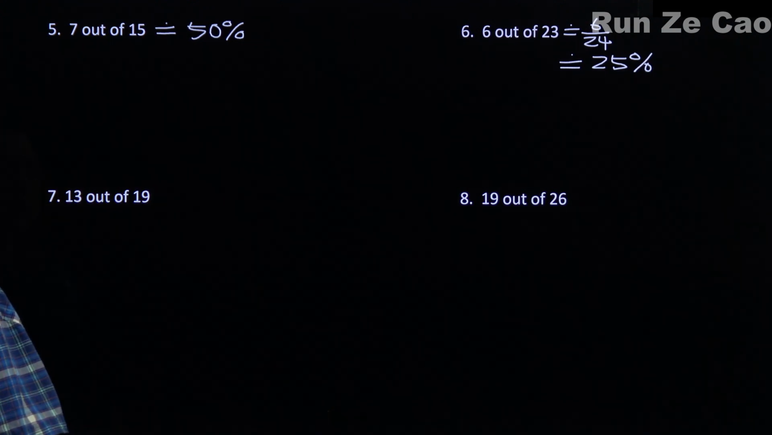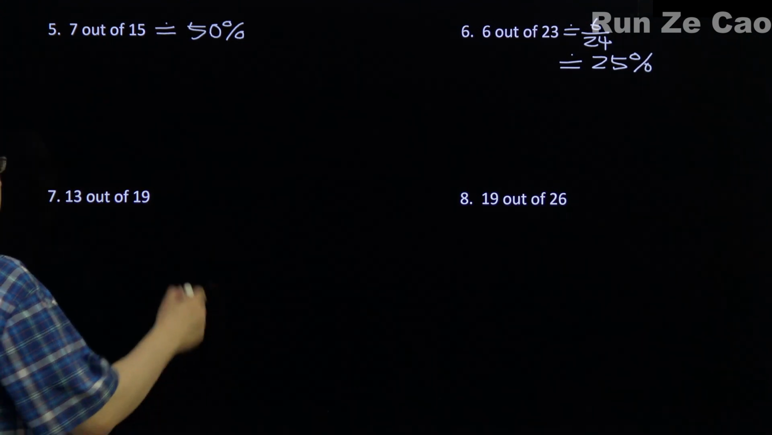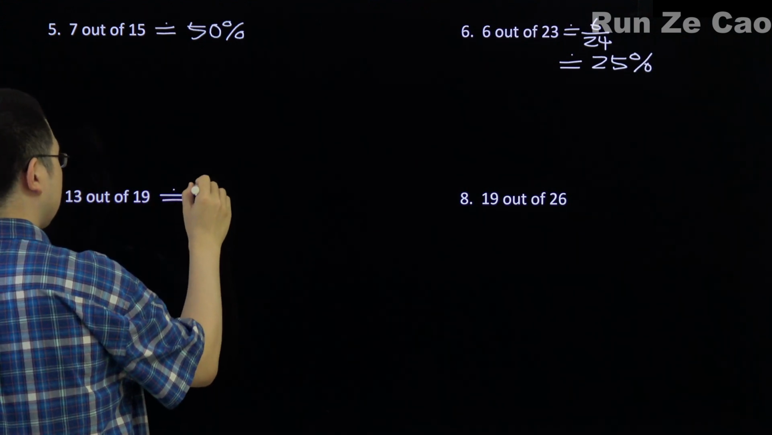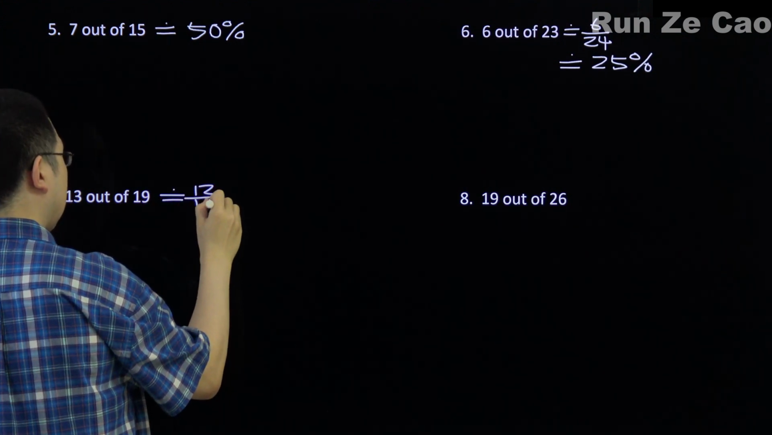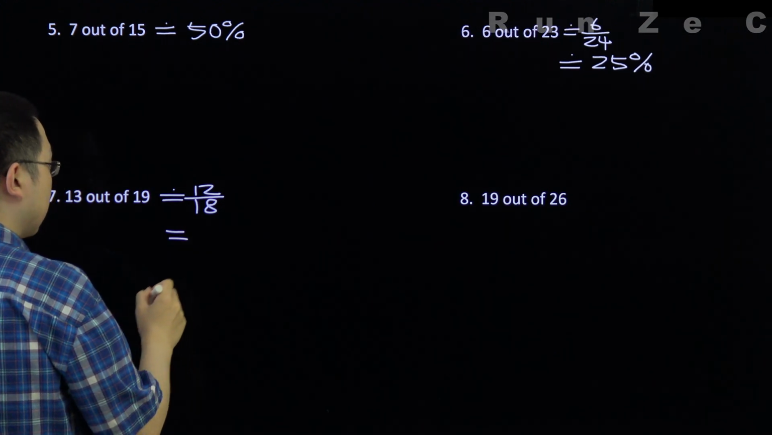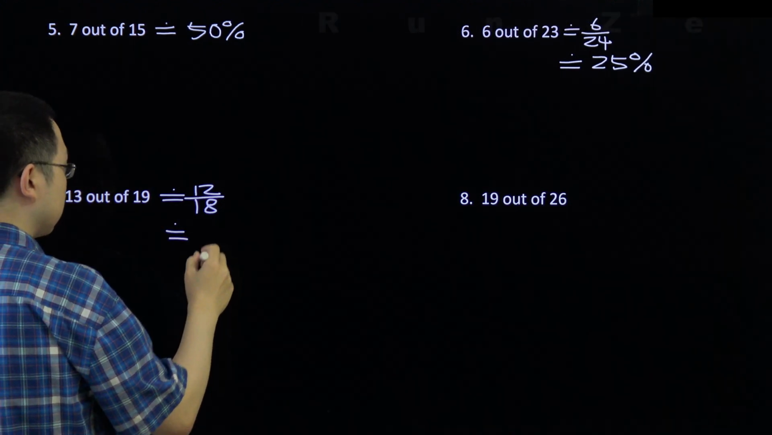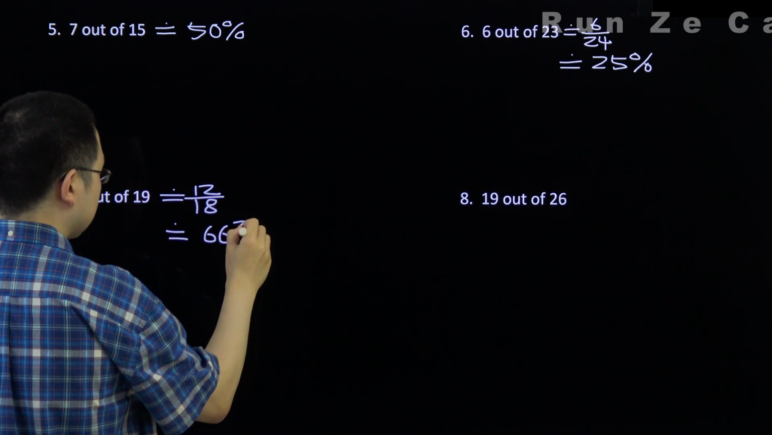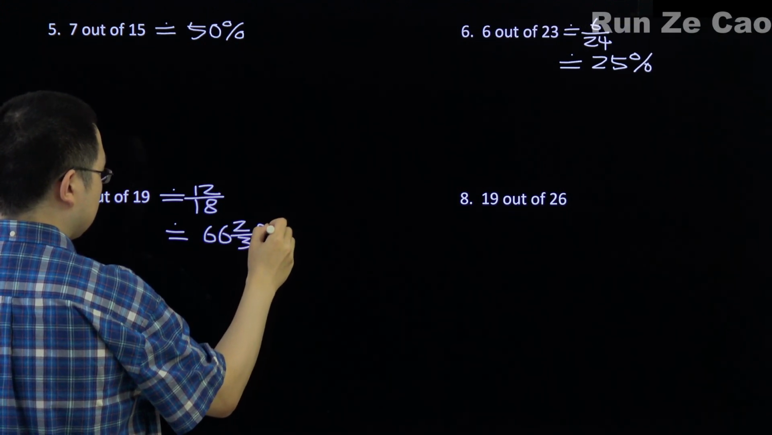13 out of 19. Well, that's approximately equal to 12 out of 18. And those are convenient numbers because they give you 2/3, or 66 2/3%.